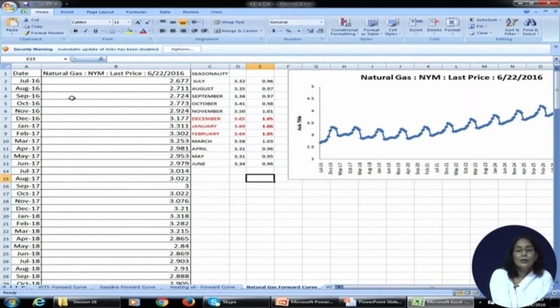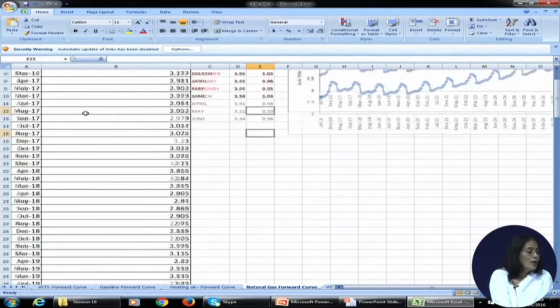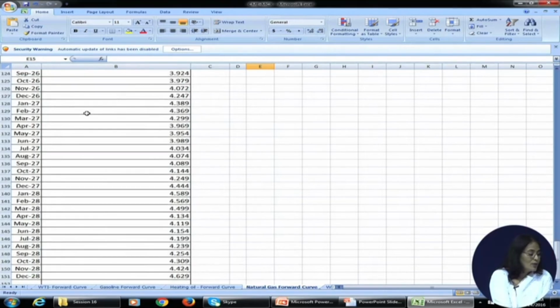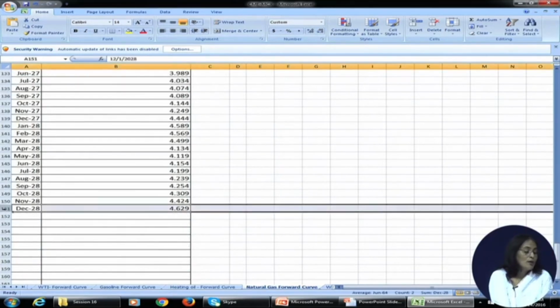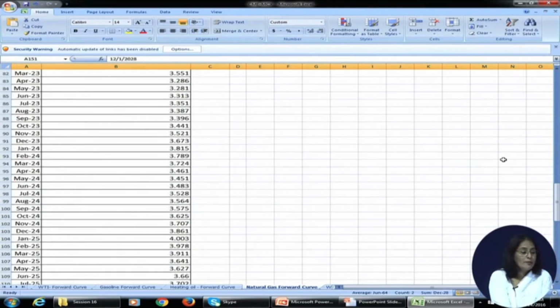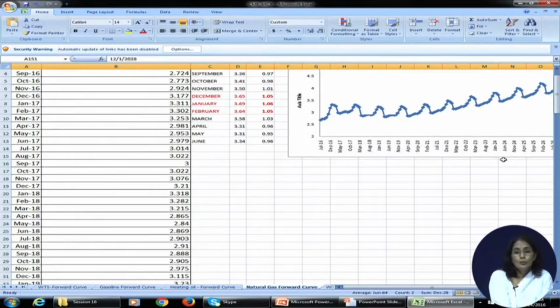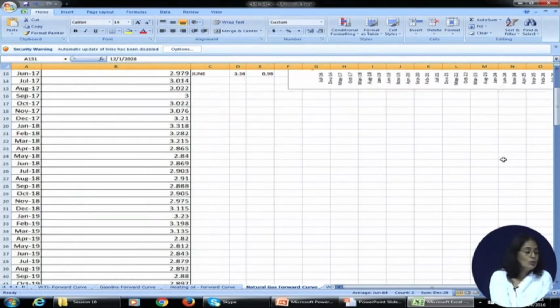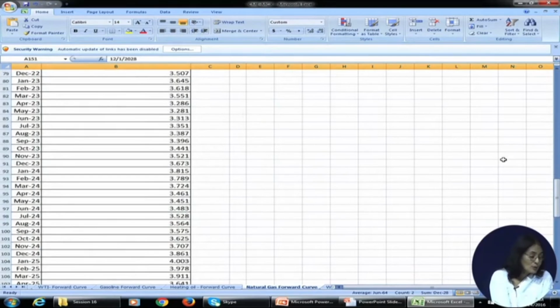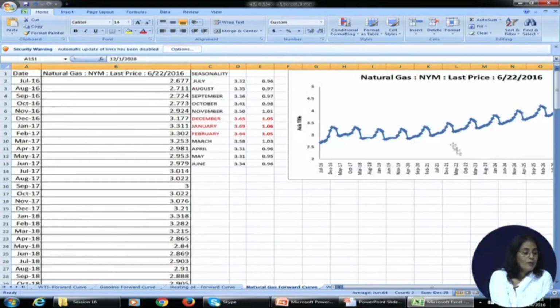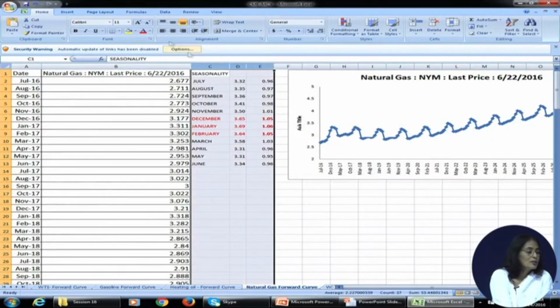You have the natural gas futures curve, and this is very interesting. It has gone up to December 2028. So buyers and sellers have taken exposure in futures contracts 12 years from today, from June 2016 to December 2028. I have just plotted this forward curve, and it shows a very clear seasonality, and I have similarly calculated the seasonality.